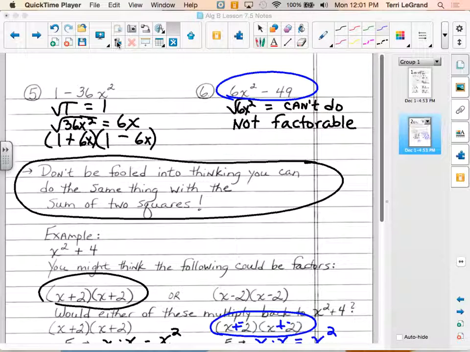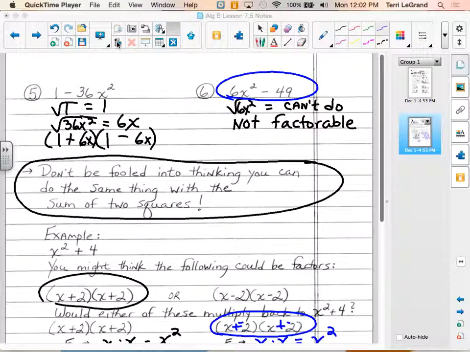You don't have to FOIL, but that's called checking. But you do have to show what? What do you have to show? Let's look at our notes. What did we do for 1, 2, 3, 4, and 5? We showed this. Yeah, that's called showing work, okay?